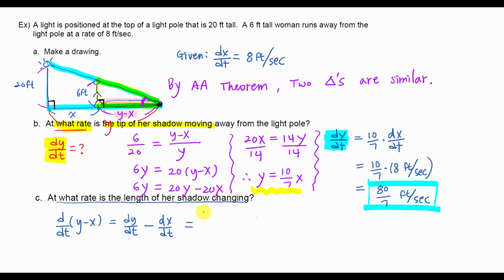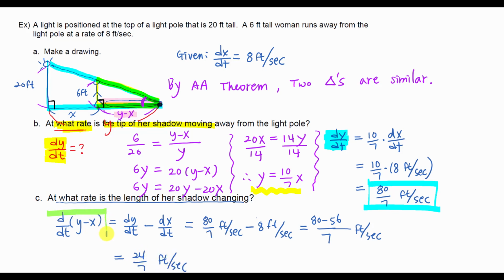So dy/dt is 80 over 7 feet per second. Subtract dx/dt, which is 8 feet per second. When you subtract, let's get a common denominator of 7. That will be 80 minus 7 times 8, which is 56, over 7, which is equal to 24 over 7 feet per second. So you also found the rate at which the length of her shadow is changing. It is 24 over 7 feet per second.